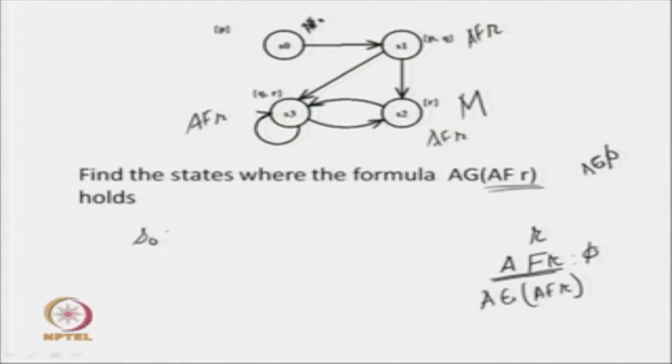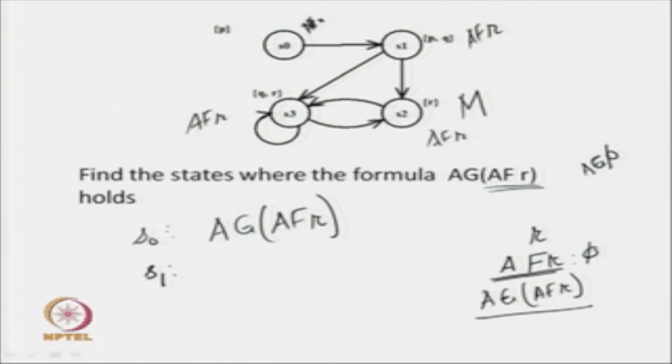Now, it says that in all paths globally AFR is true. From S0, if you go in all possible directions, you will find that AFR is true. So, we can say that in S0, in all paths globally, AFR is true. With similar logic, when we start from S1, we will look for all possible paths, all possible combinations, and wherever I go I will find that AFR is true everywhere. So, we can say that AG AFR is true in S1 also.